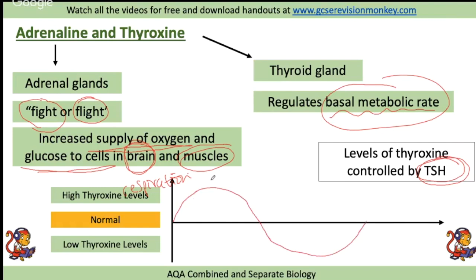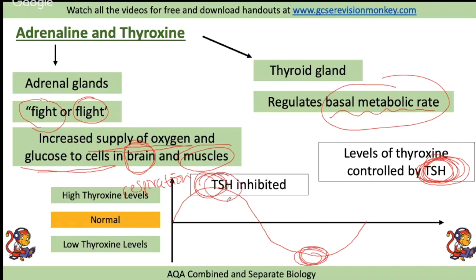So if it gets too high, you want to stop the thyroid, so you want to inhibit the TSH. And if the thyroxine levels get too low, you want to stimulate the TSH to go to the thyroid and produce more thyroxine. So at this point, you've got the TSH inhibited, and at this point, you've got the TSH released to control the levels of thyroxine in the blood. So this could be another example of negative feedback that they talk about.